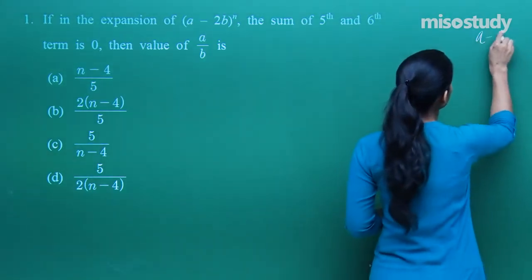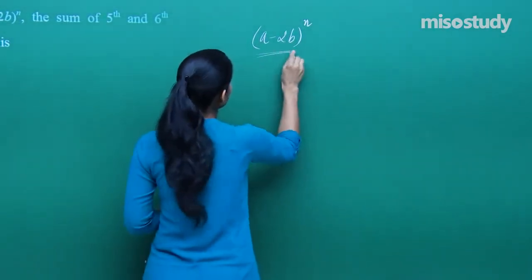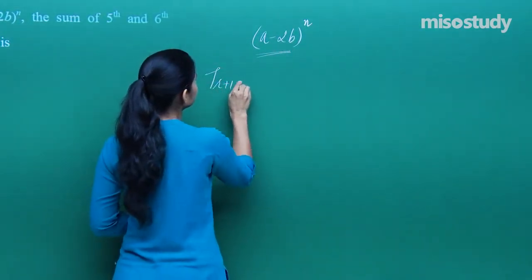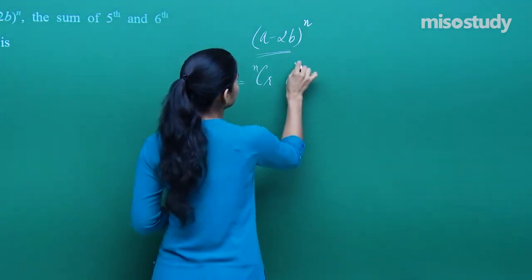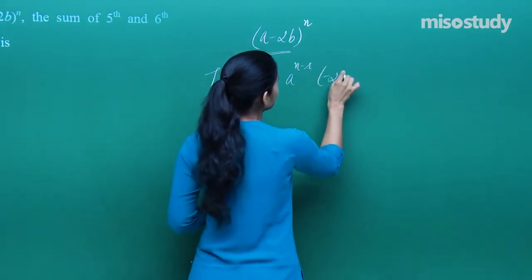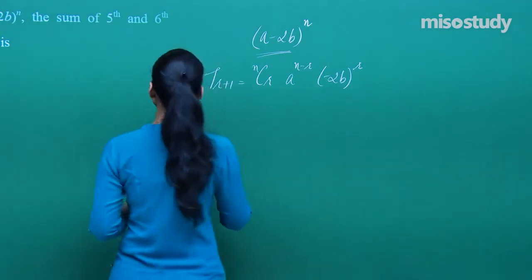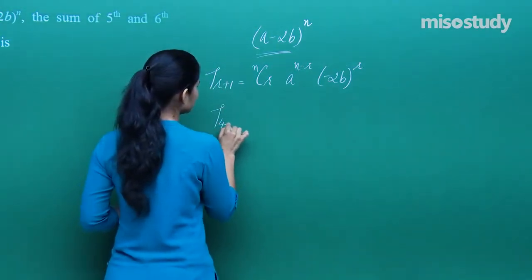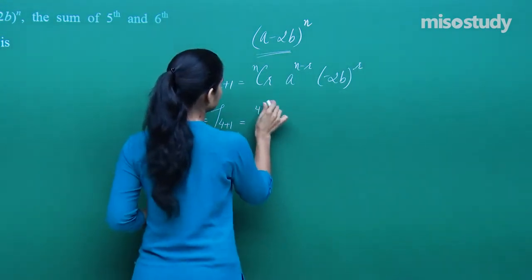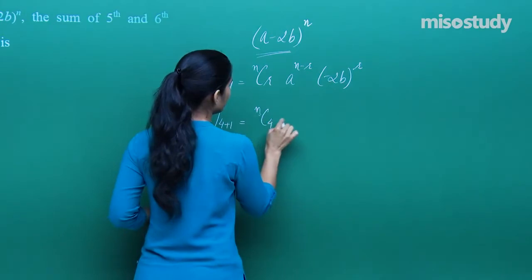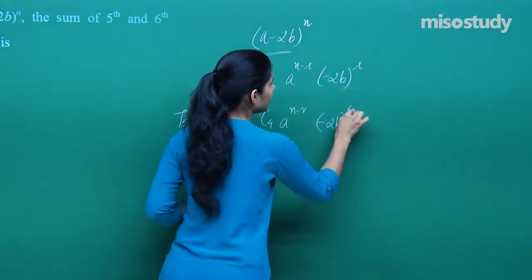When I talk about the expansion (a minus 2b) whole to the power n, basically in this expansion, what is the general term? General term is given by nCr a to the power n minus r, minus 2b to the power r. If I am saying 5th and 6th term add up to give you 0, so T5 can be written as T4 plus 1. So this becomes what? nC4 a to the power n minus 4, minus 2b whole to the power 4.